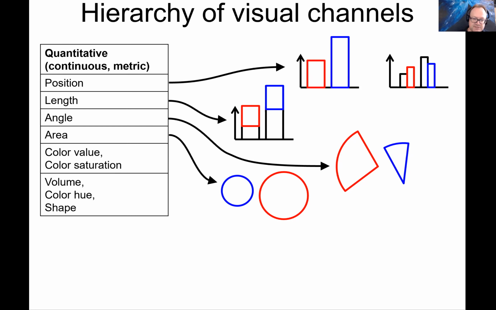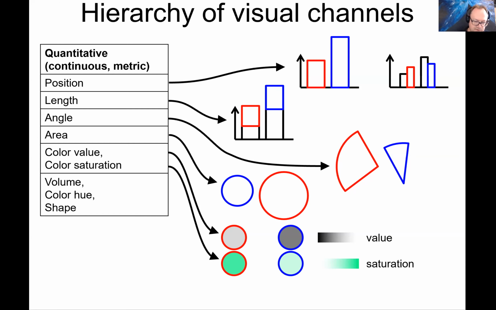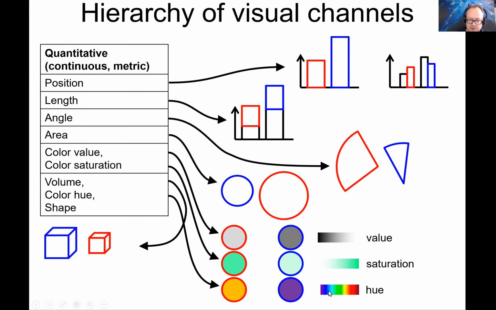So judging differences in area is even more difficult. And then color value, or what we might call color lightness, it's a little bit more difficult. Saturation, very similar. So value and saturation I put in the same box here. I don't actually know if there have been studies comparing these two, but these two are very similar in difficulty, and they're a little bit more difficult than area. And then even more difficult, even worse would be comparing the volume of two three-dimensional objects, or color hue is really bad. So if you use a rainbow spectrum, which is very often used in scientific visualization, if you're asked to estimate the difference in magnitude between two hues, that's quite difficult. And shape is also very difficult, okay?